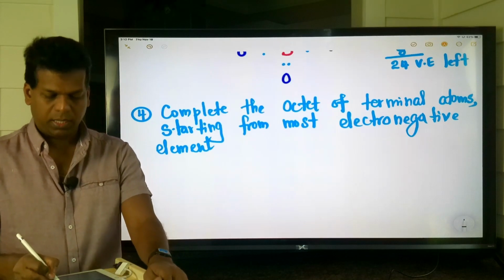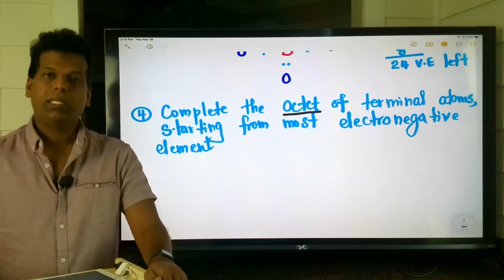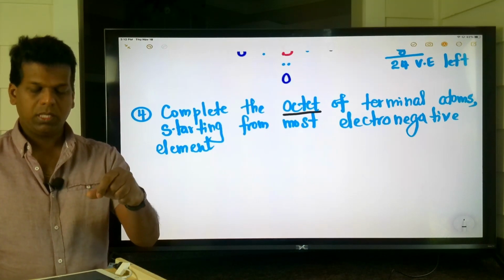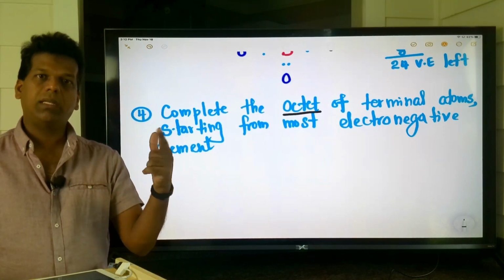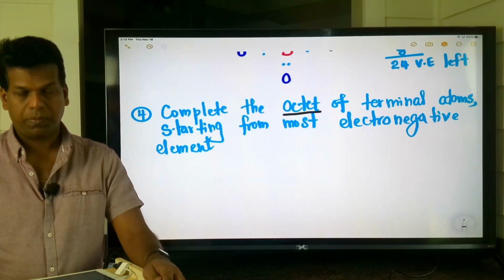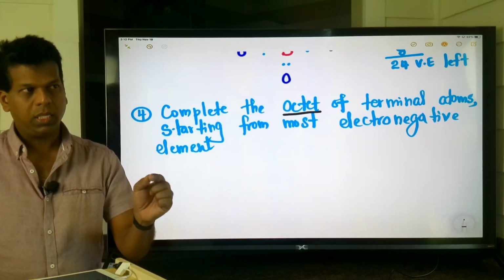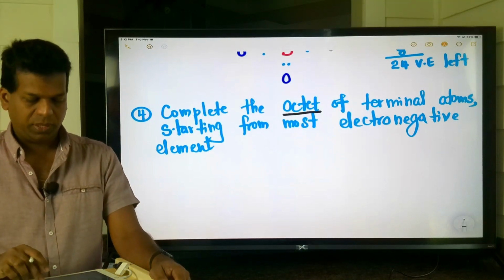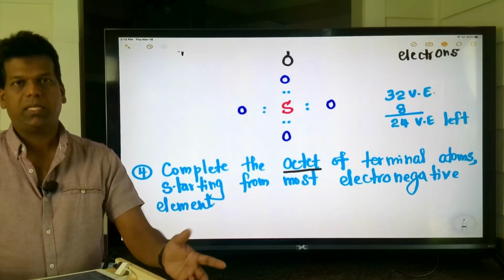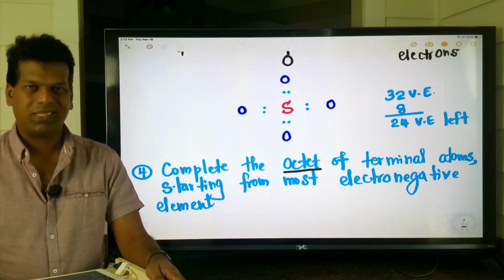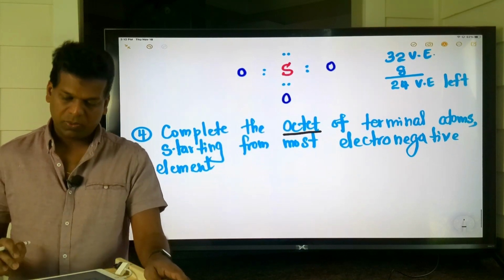So what is an octet? Octet means 8 electrons. You take whatever the leftover valence electrons and go to terminal atoms and complete their octet. Give them 8 electrons. You start from the most electronegative element. In sulfate, all 4 terminal atoms are the same, oxygen. It doesn't matter which oxygen you choose first. So that is the 4th step.